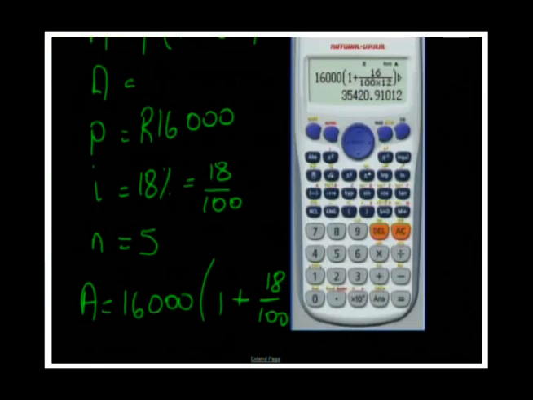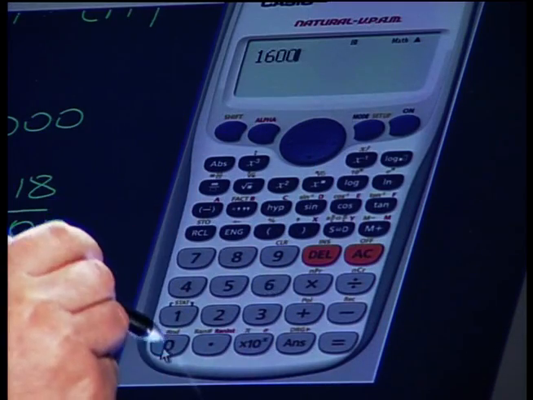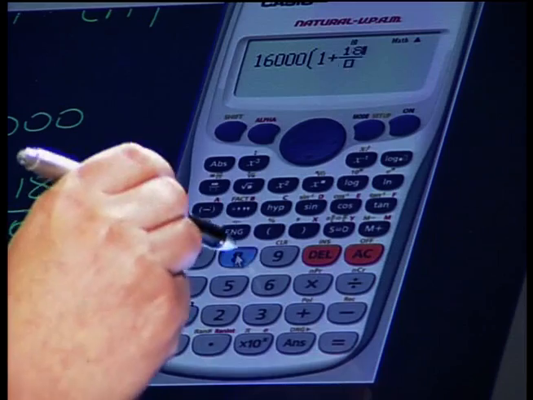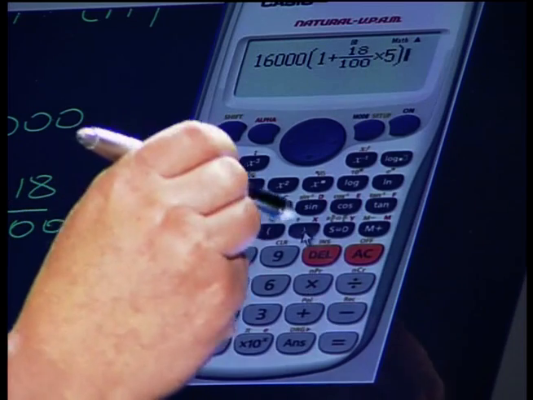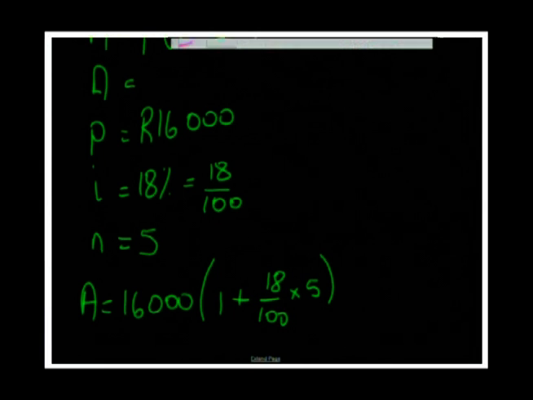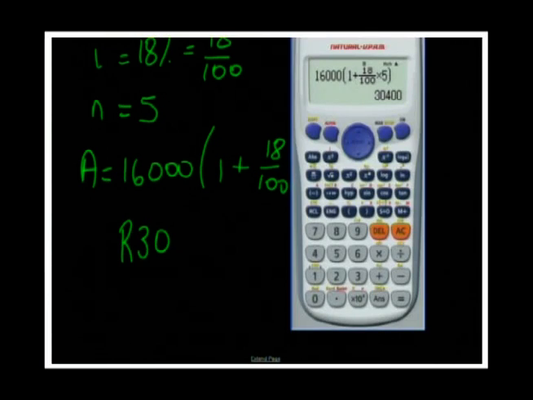Right, and let's get our calculator out and use that on the calculator. So I've got my 16,000 Rand that he borrows, 1 plus my interest rate of 18%, and times it by 5 years. Close the bracket, and I get an answer of 30,400 Rand. So that's what he would need to pay his friend back after the 5 years. So let's write that into our solution. It was 30,400 Rand.